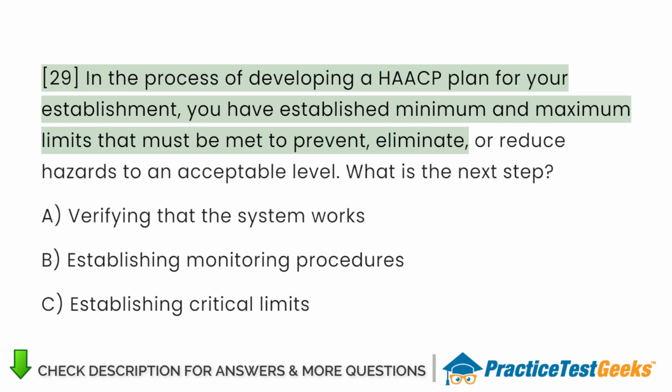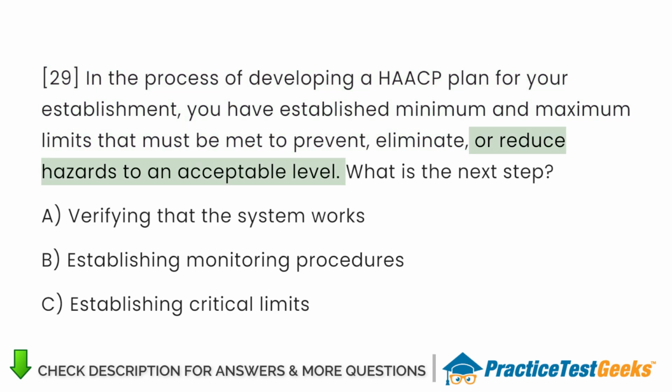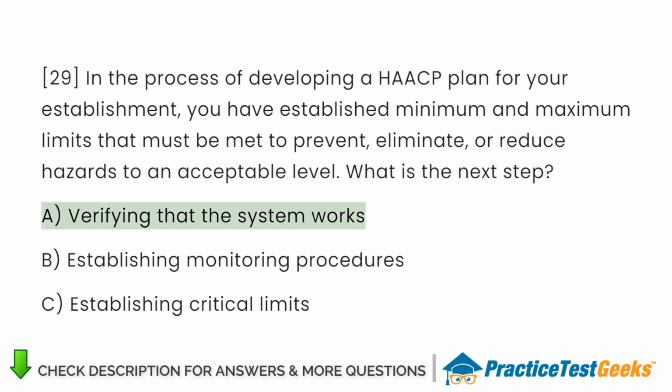In the process of developing a HACCP plan for your establishment, you have established minimum and maximum limits that must be met to prevent, eliminate, or reduce hazards to an acceptable level. What is the next step? A. Verifying that the system works. B. Establishing monitoring procedures. C. Establishing critical limits.